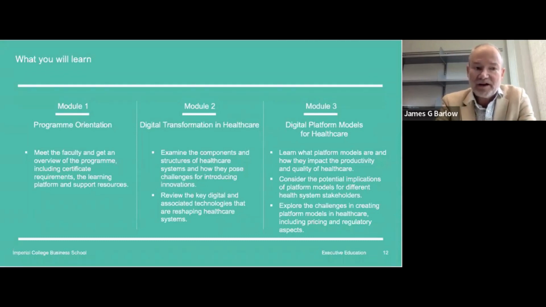So we have an opening orientation module just to get everybody introduced to each other. And then after that, we begin to look at various dimensions of digital transformation in healthcare, the trends, the technologies, the reasons why innovation's hard in health systems, and where digital technology sits within that overall.